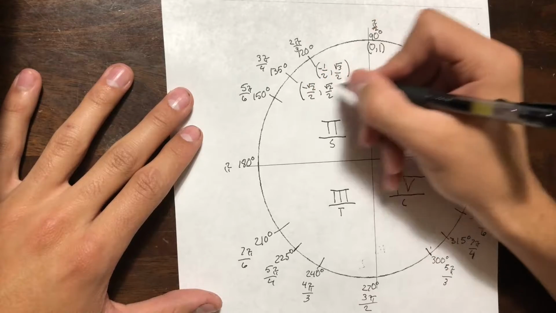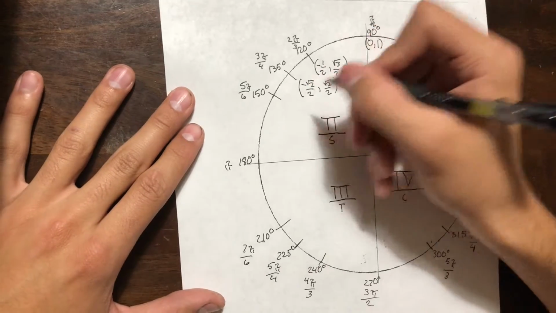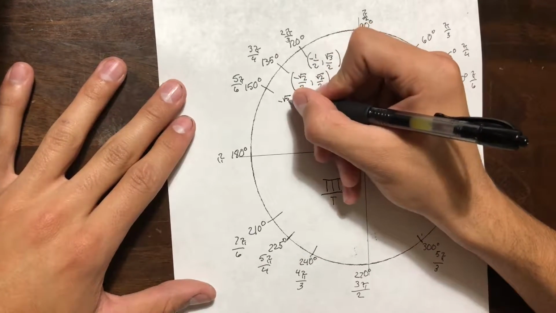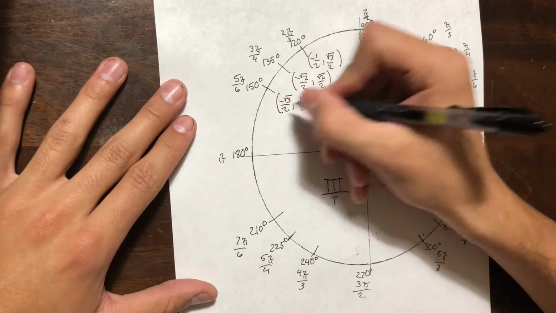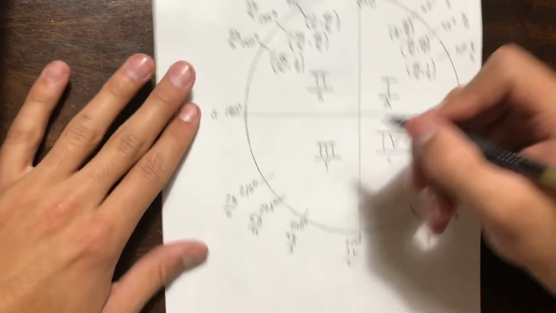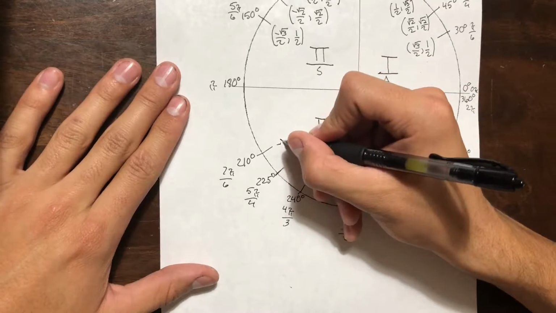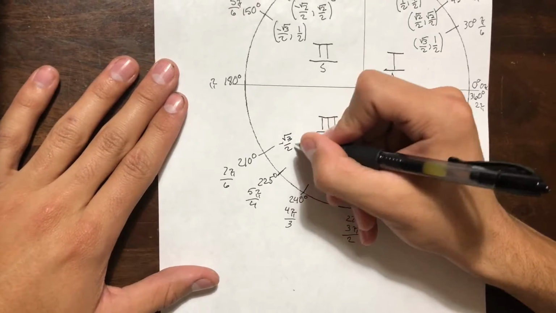So like 120 is the same as 60 degrees, and cosine is negative 1 over 2, because the acronym S means just sine is positive, and everything else, tangent and cosine, would be negative.